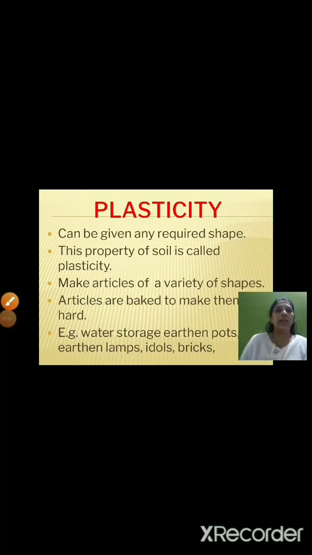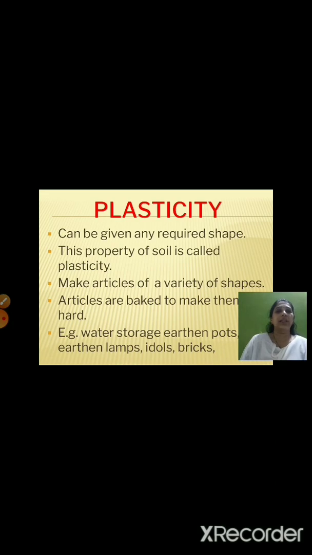Plasticity. The soil can be given any required shape. This property of the soil is called plasticity. The soil can be used to make articles of a variety of shapes. But whenever any item is prepared from the soil, it is then baked and made hard. Examples are water storage earthen pots, earthen lamps, idols, bricks, etc. These are the articles which are made from the soil.